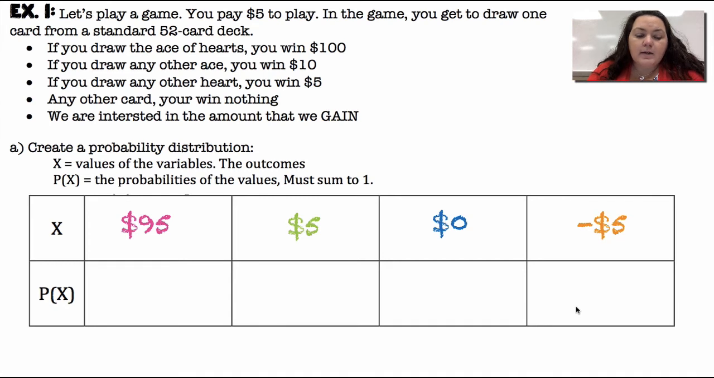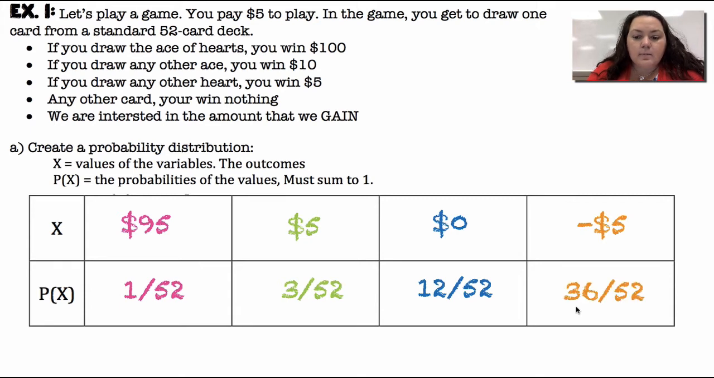The probability of getting that $95 gain: if you get that, you can only draw the Ace of Hearts. There's only one Ace of Hearts in a standard 52 card deck, so 1 out of 52. If I draw any other ace, there are 3 other aces out of 52. The next one is if you draw any other heart. There are 13 hearts, and one of them is already used, so 12 hearts out of 52. And then any other card, making sure it's not already used up, that leaves us with 36 out of 52 that are not aces or hearts.